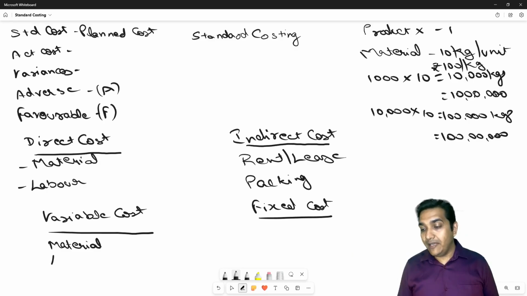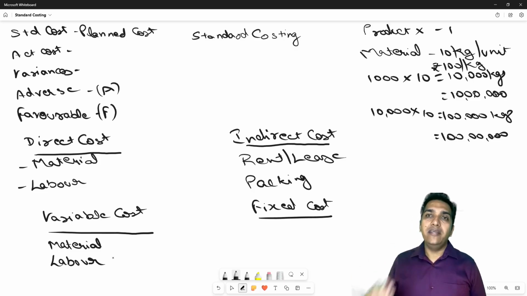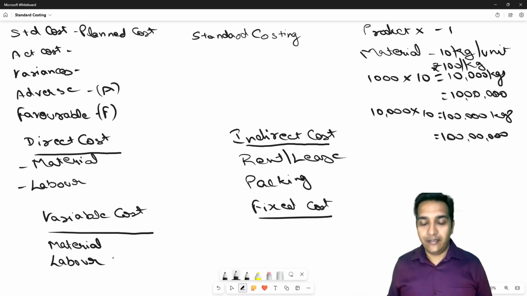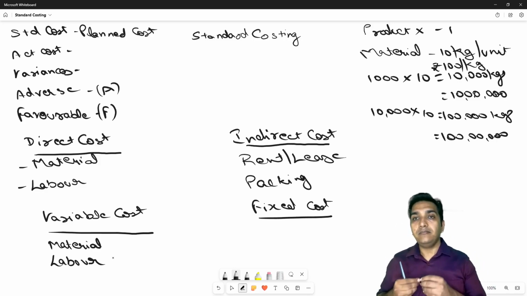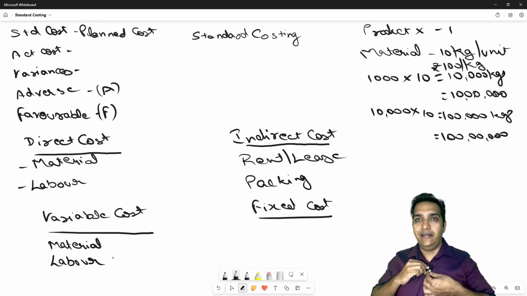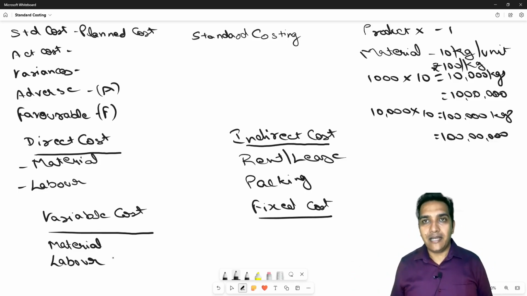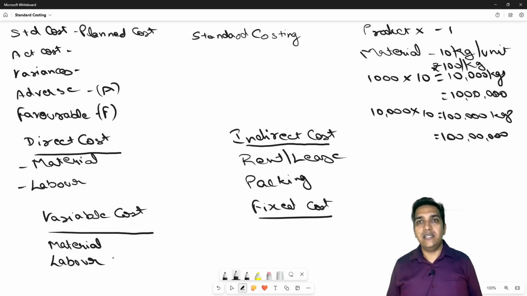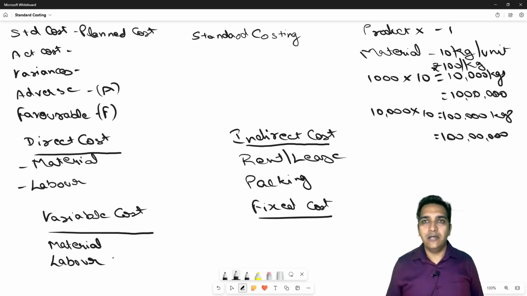Then also we have labor. Labor also falls under the variable cost. That is, normally we pay labor at a variable rate. That is, we pay labor at an hourly rate, right? So if you are working for 8 hours, I pay for 8 hours. If you are working for 16 hours, I pay you for 16 hours. There are no 16-hour shifts. You can only have 8 hours plus some additional overtime.